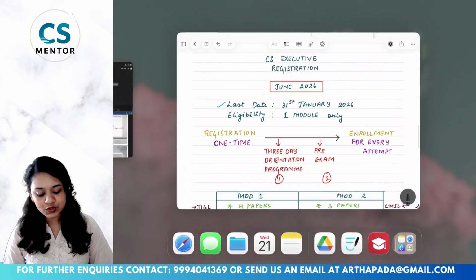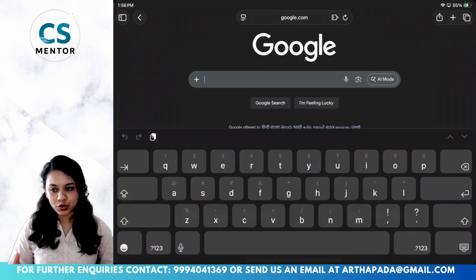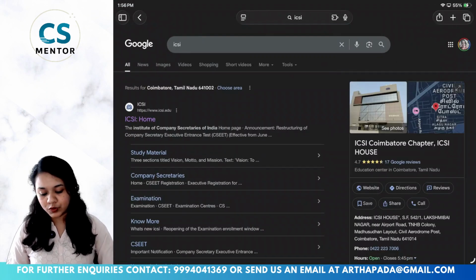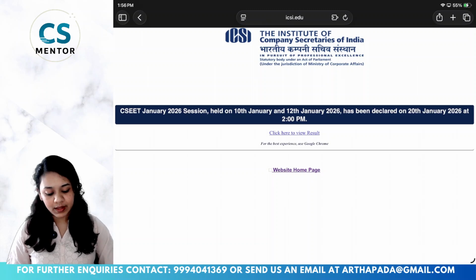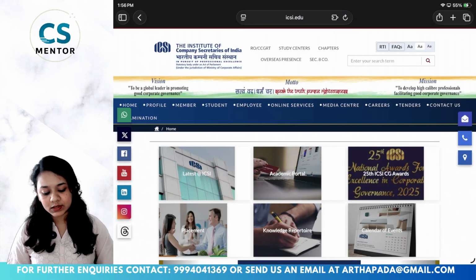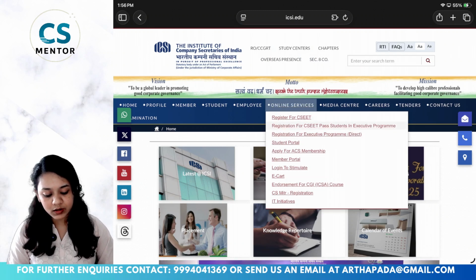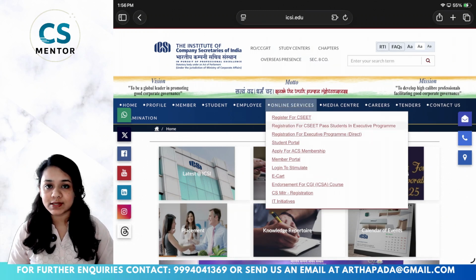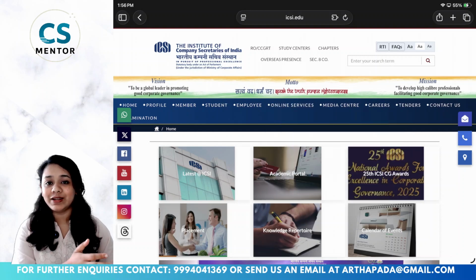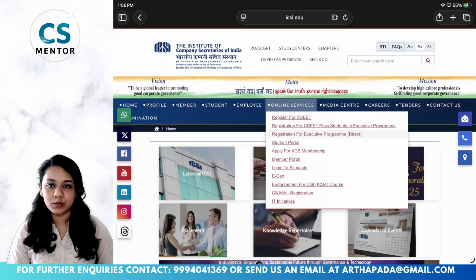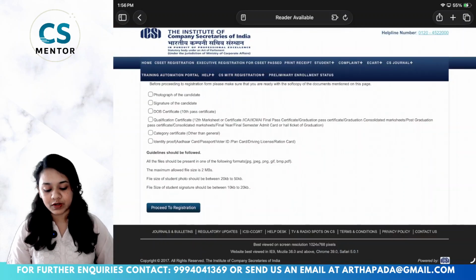Well, first and foremost, just open up Google and type ICSI. Go to the home page of ICSI and you will see this tab known as online services. Now, depending on where you are in the process, have you completed your CSET or are you coming in through the direct entry level? Depending on that, you have to choose your option. Now, I'm choosing the direct entry level for the CS executive level.